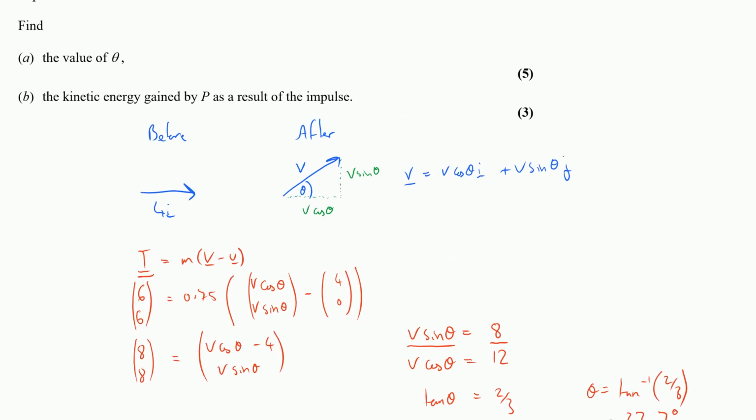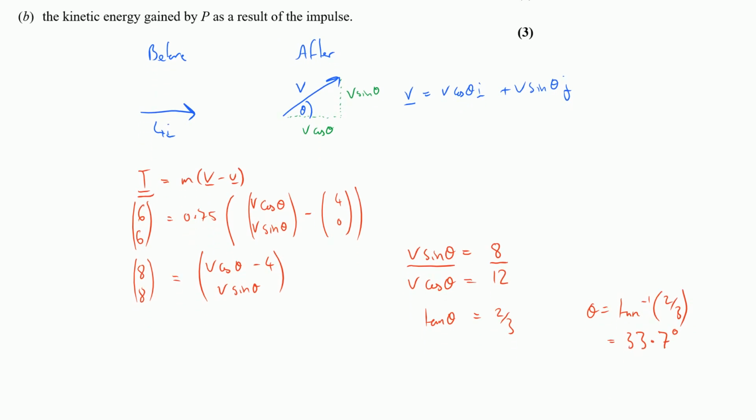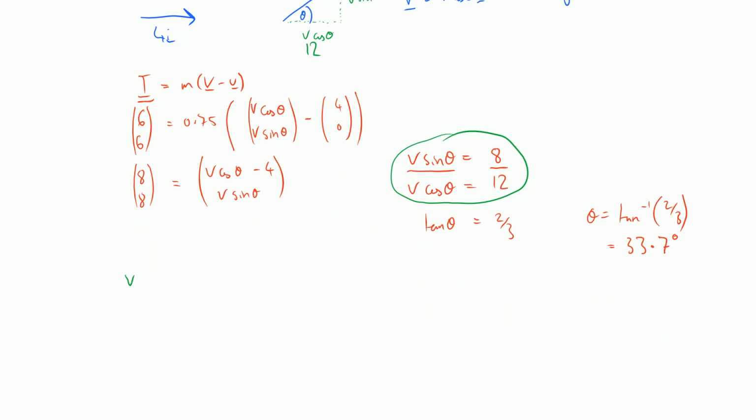In the second part of this question, we need to think about the kinetic energy gained by the particle as a result of the impulse. Now, what have we just found out? From this part here, we've got our v sine theta is 8. So here in my picture, I could draw v sine theta in as 8 and v cos theta in as 12. Now that I've got that, I can use Pythagoras to try and work out what the value of v is. So v will be equal to 12 squared plus 8 squared, square rooted.